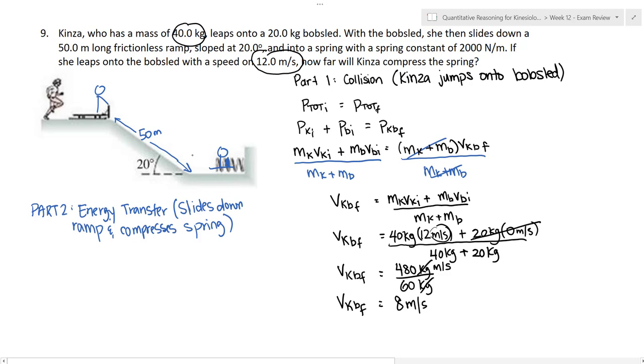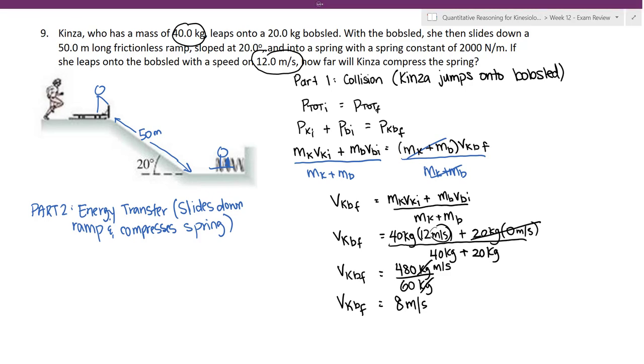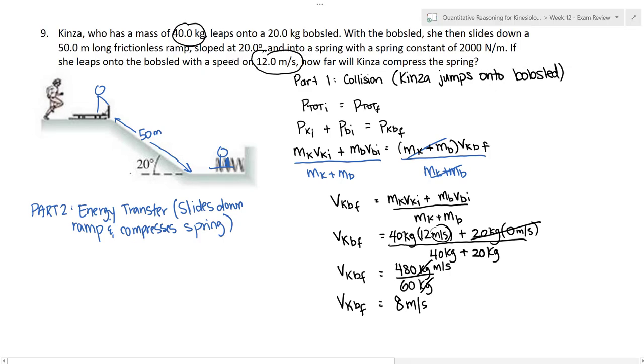Okay. So before we begin, let's decide what our reference position is going to be. Let's say the bottom of the ramp over here is where the height is 0. So the initial height is when she's up here. So that's my initial height. And that would be this distance right here, which would be the opposite side of 20 degrees. So it would be 50 sine 20 degrees. What about my initial velocity? Well, we already found out how fast Kinza and the bobsled are going when they're moving together. It's 8 meters per second.